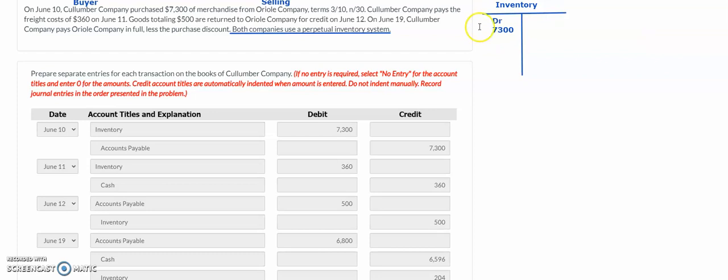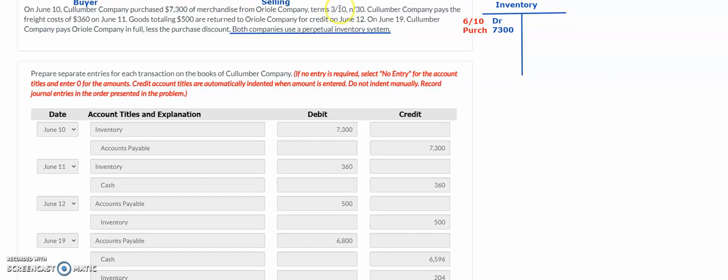For this particular chapter, it is very helpful to draw out the T accounts. That way you can keep track of all the different things that are happening. On June 10th, we had that purchase. And you don't need to do anything with the terms. You only need to look at them when you actually make the payment.